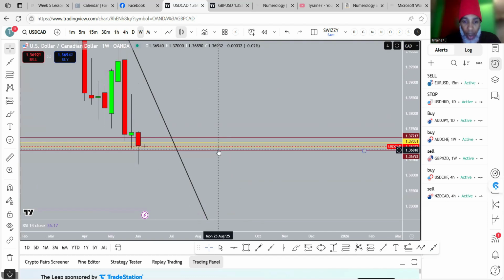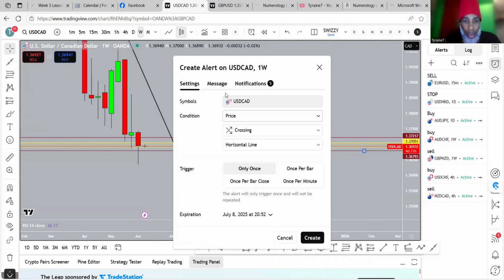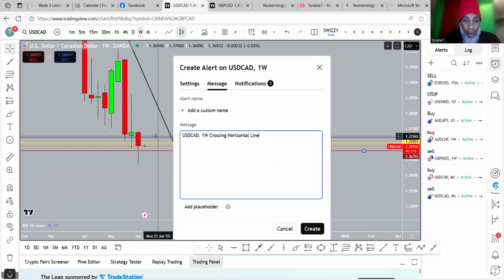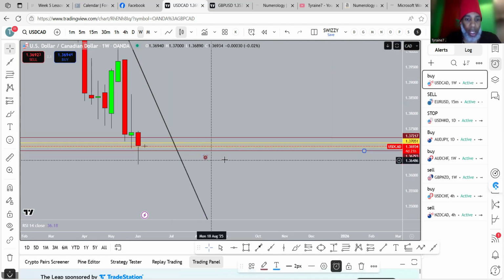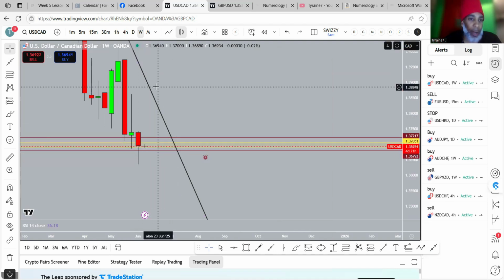Again, ideally, I would like for it to come down here and touch the 1.36793, and I'll actually put an alarm on my phone, on my TradingView, to buy. So if it comes down here and touches this, this is something I will definitely be looking to get in and then ride up.